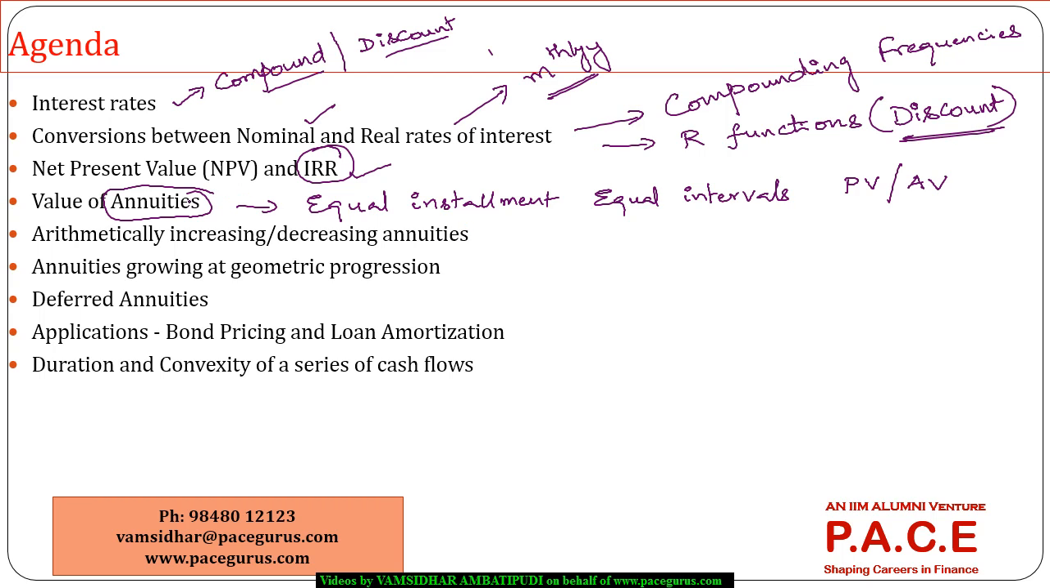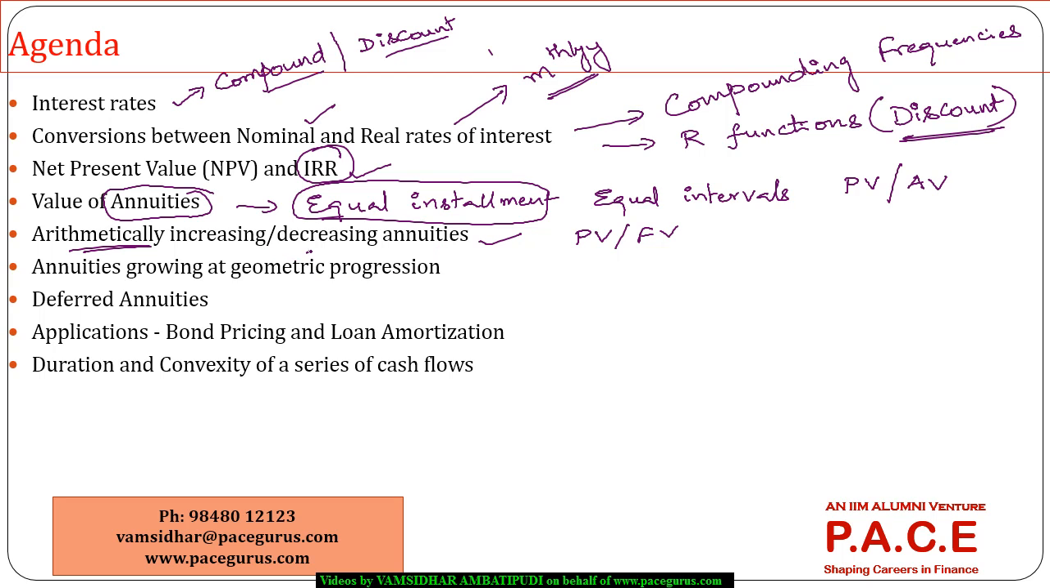Now, as I said, in the definition of the annuities, we are talking about equal amounts to be paid at equal intervals of time. But in some cases, that amount could be either increasing or decreasing arithmetically. So those kind of annuities are being called as arithmetically increasing or decreasing annuities. So how do I find the present value or future value of those kind of arithmetically increasing or decreasing annuities? That's one more aspect that we need to look at.